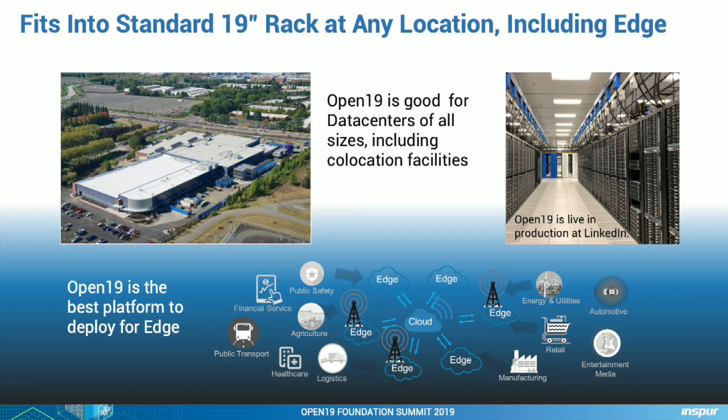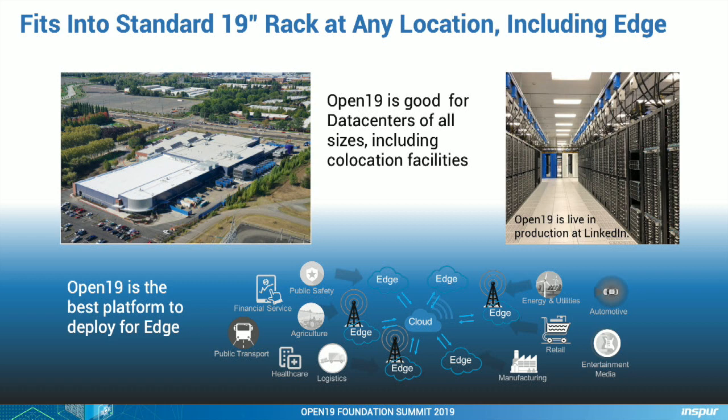So why can Open19 fit into any location and any type of data center? We're going to take a look. You can see in the picture on the upper left-hand side is LinkedIn's Oregon data center. And on the right-hand side is a picture of the LinkedIn Texas data center with Open19 servers already live in production with Inspur. And Open19 is currently the best platform to use for edge.